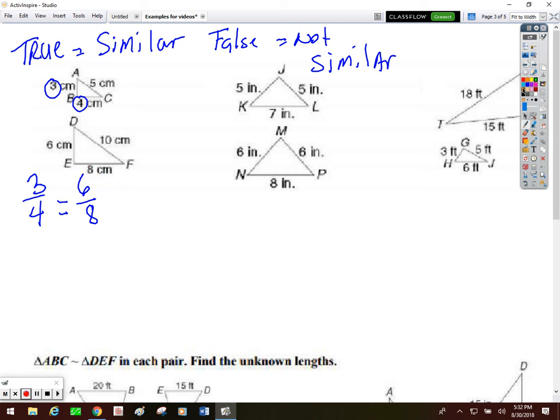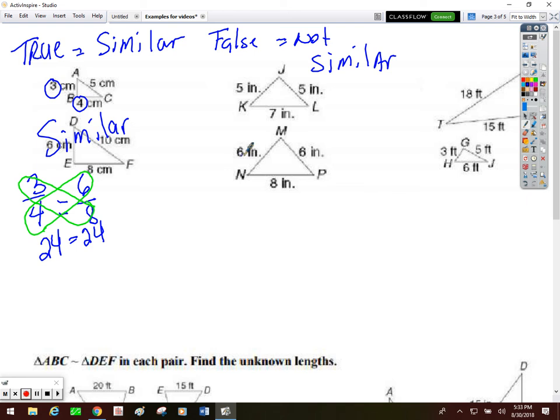But if you'll remember yesterday, what we want to do is set it up and cross multiply. So if I cross multiply 3 times 8, I should get 24. Oh, excuse me, let's get rid of that green because it is hard to see. So 3 times 8 is 24. 6 times 4 is 24. Well, again, this is a true statement, so these two triangles are similar.